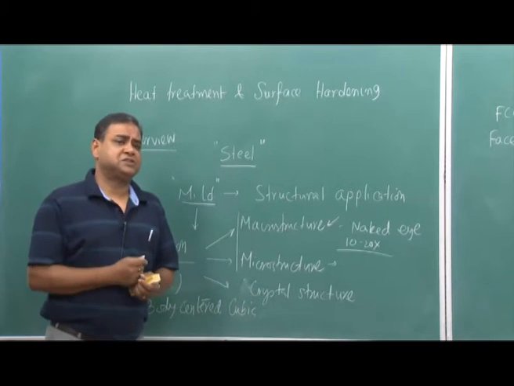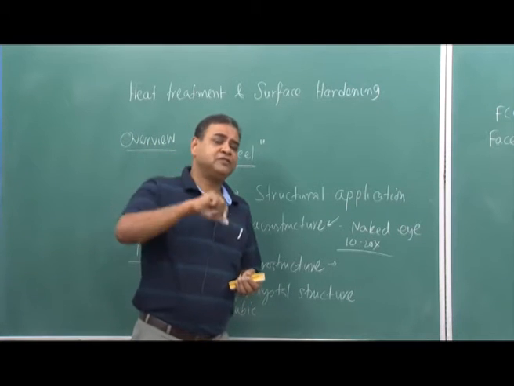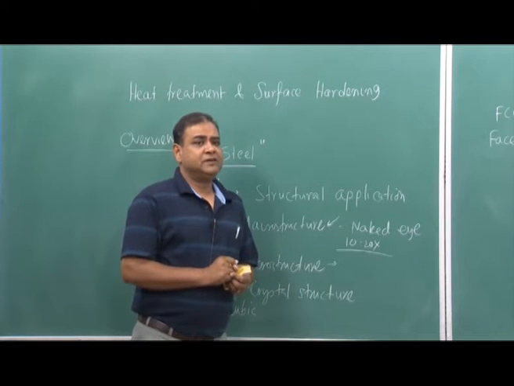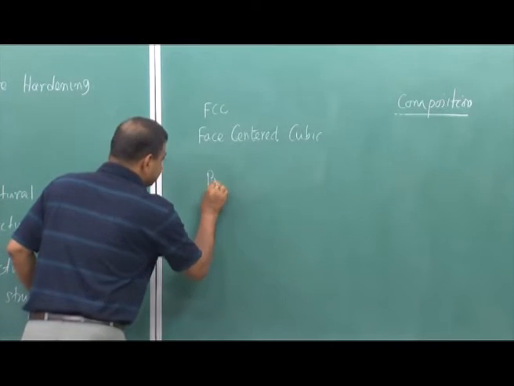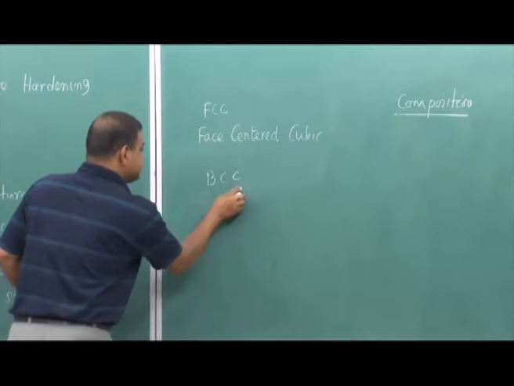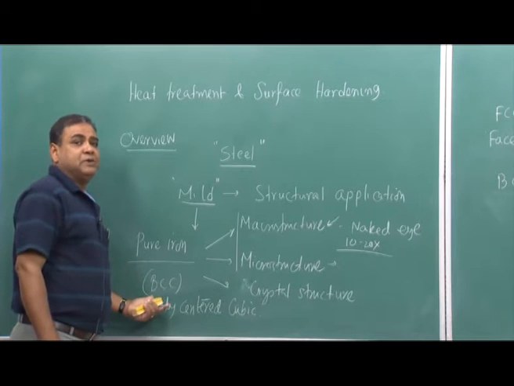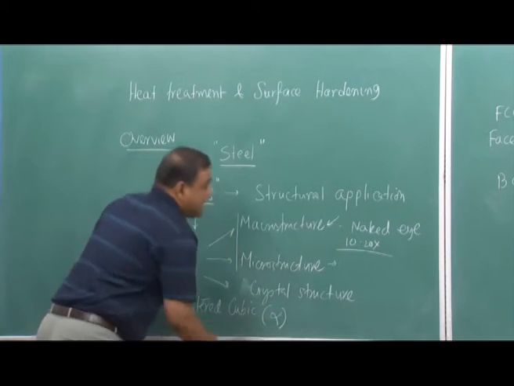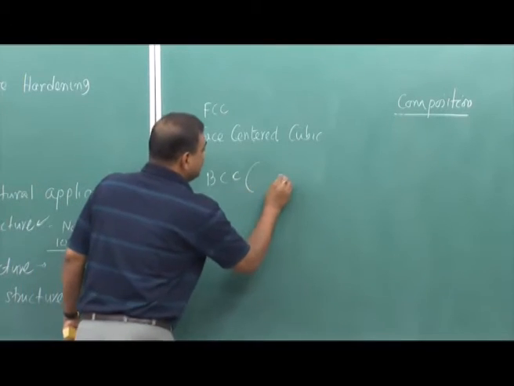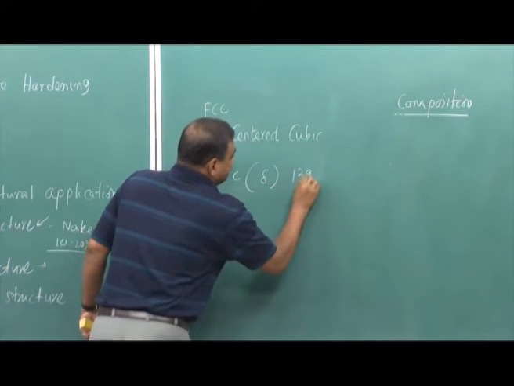There is one more structure, which is BCC again, but it forms beyond a temperature of 1395 degrees Celsius. It is again body centered cubic. If we consider room temperature, below 910 degrees Celsius, we have BCC, which is called alpha, and the one beyond 1395 degrees Celsius is called delta.